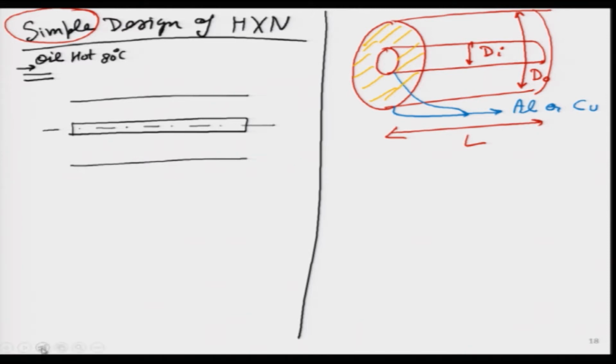So, maybe oil, because it is hot, I will show with the red color. So, oil enters over here, oil goes in, and it comes out over here. When oil is going in, its temperature is known, it is very high. So, I will say T oil in is 80 degrees.